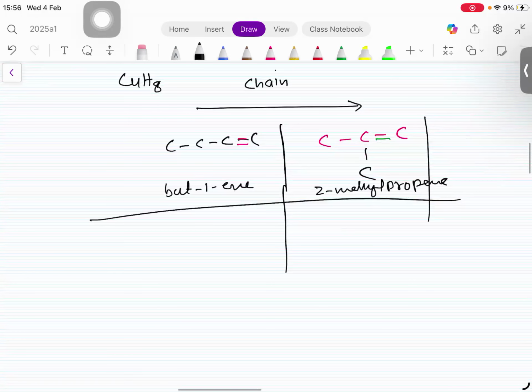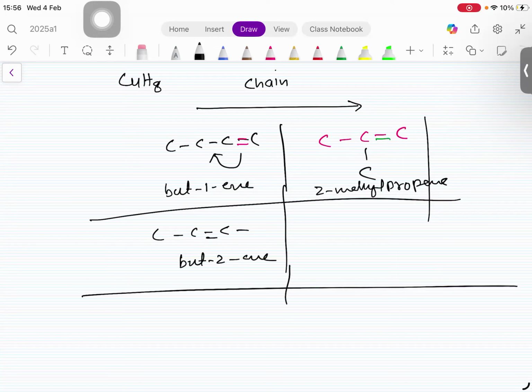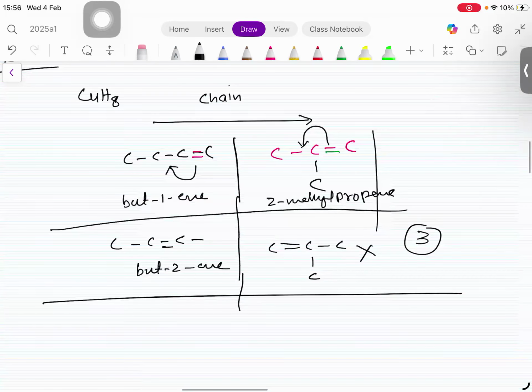So there's no point. Now for every chain you have to see, is there any position isomer possible? For example, if I shift the position of the functional group, that'll be the position isomer. So for the first one, yes, there is a possibility of position isomer, that is but-2-ene. No more, right? If you shift it over here, it remains the same 2-methylpropene, so there's no point. So total number of isomers are 3 structural isomers, which includes chain and position.